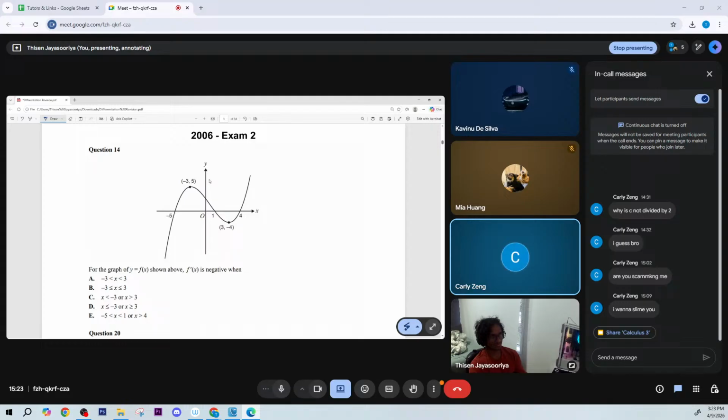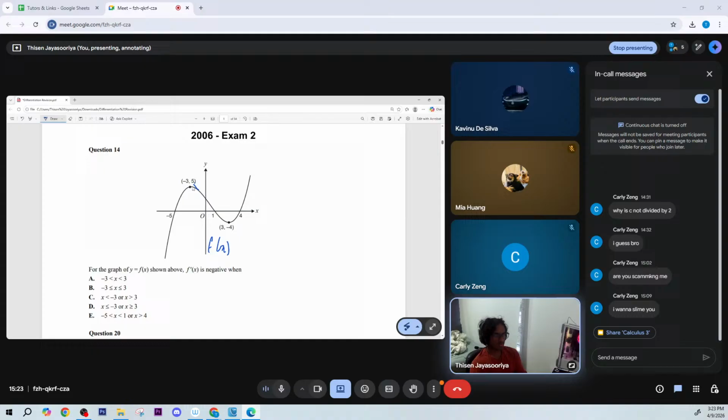Is it 0? Wait, 1 to 4. So 1 to 4 is when f of x is negative. Okay, so it's between negative 3 and 3, right? Because this is when the tangent line is negative. After 3, it's positive, and before negative 3, it's also positive.